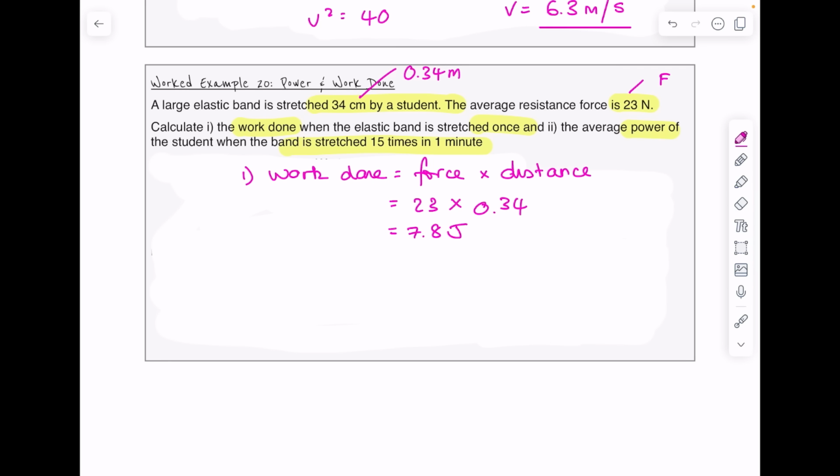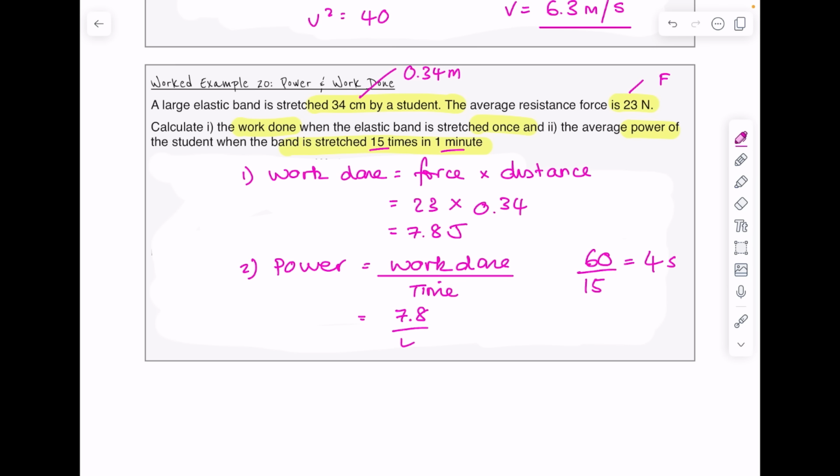How about finding the average power when the band is stretched 15 times in 1 minute? We will want to use the equation power equals work done over time. But we really need to find what the time is for one stretch. So if the band stretches 15 times in 1 minute, that's 60 seconds. If it takes 60 seconds to stretch the elastic band 15 times, clearly it takes 4 seconds to stretch it once. The work done we just found out. And our final answer is 2 watts.